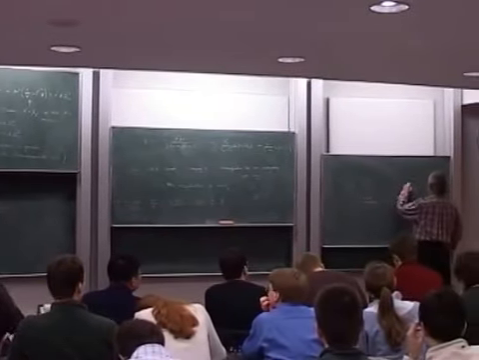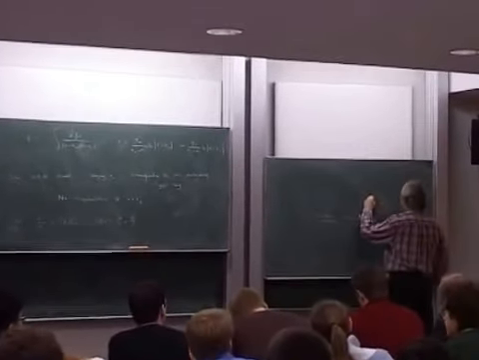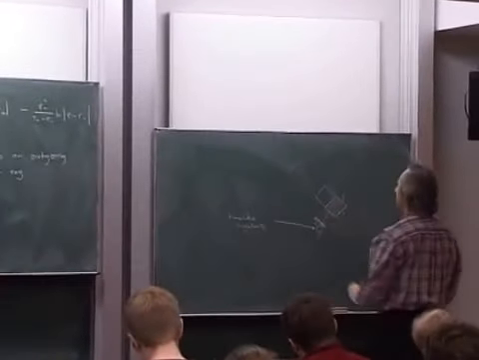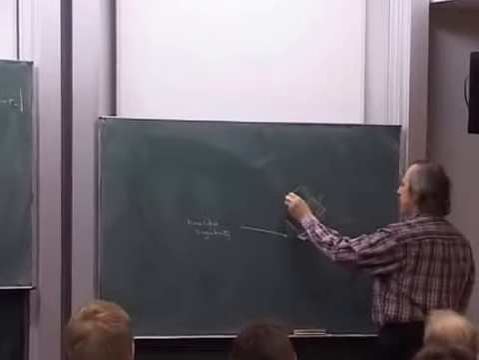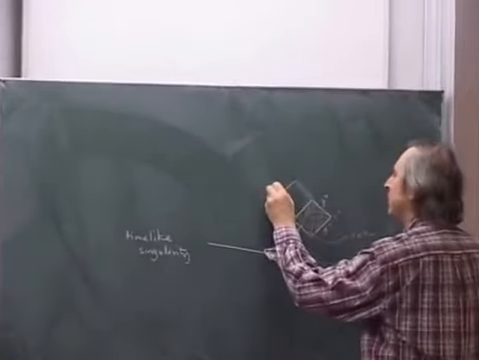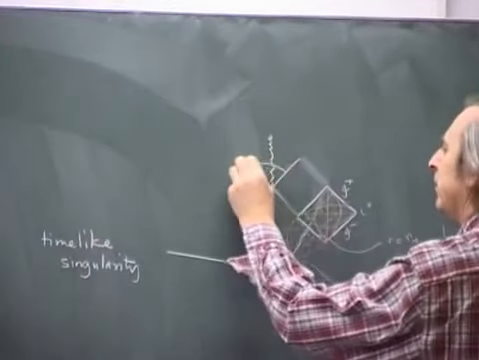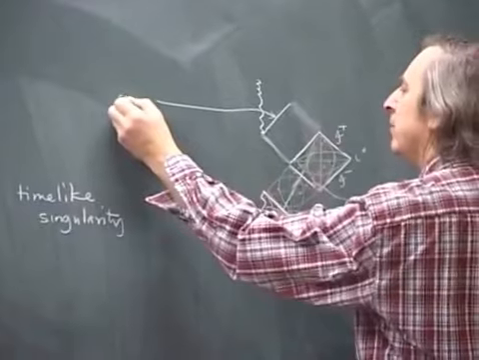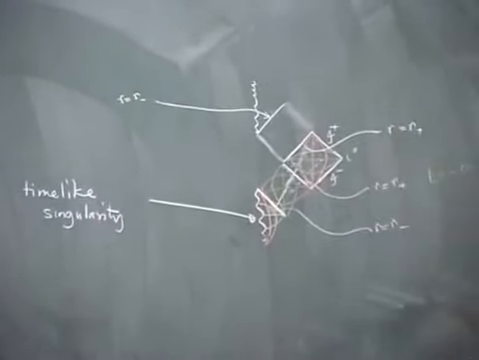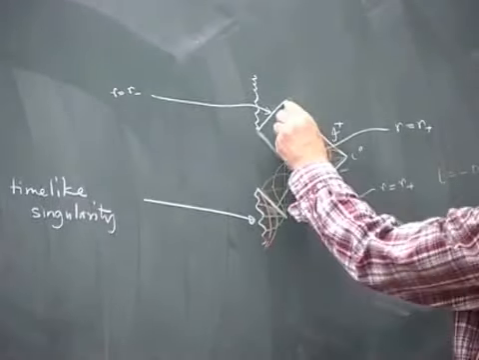So if you extend this to the future, you will end up with, again, two regions. This would be r equals r plus. This one here would be r equals r minus. And then you'd find something that was singular here. So this surface is r equals r minus, and this surface is r equals r plus. And again, if you constructed lines of constant t and r in these regions, they would look something like this.